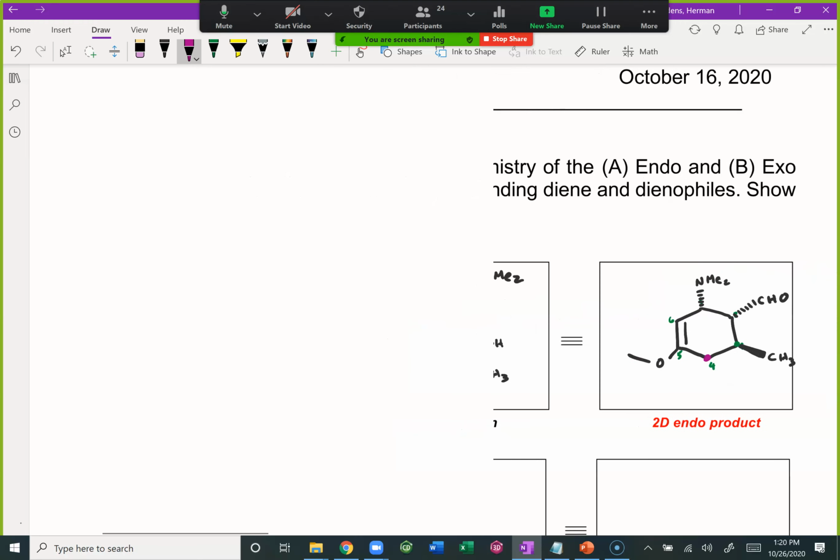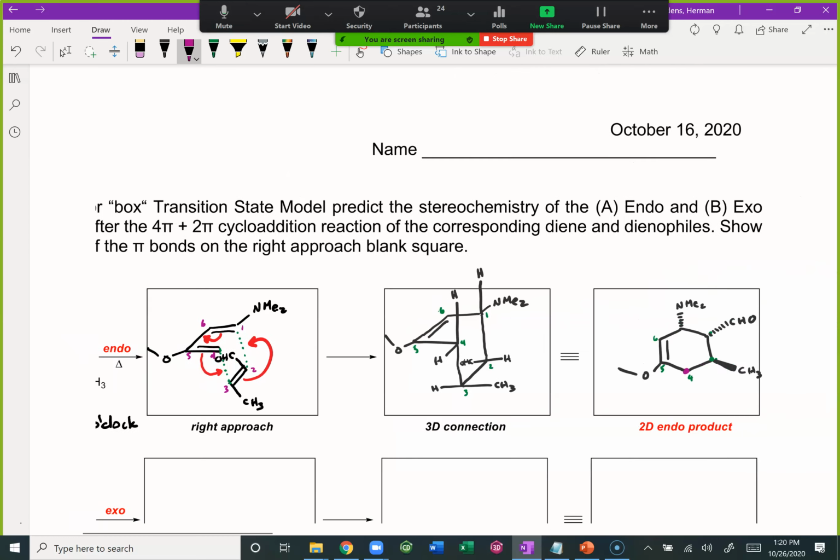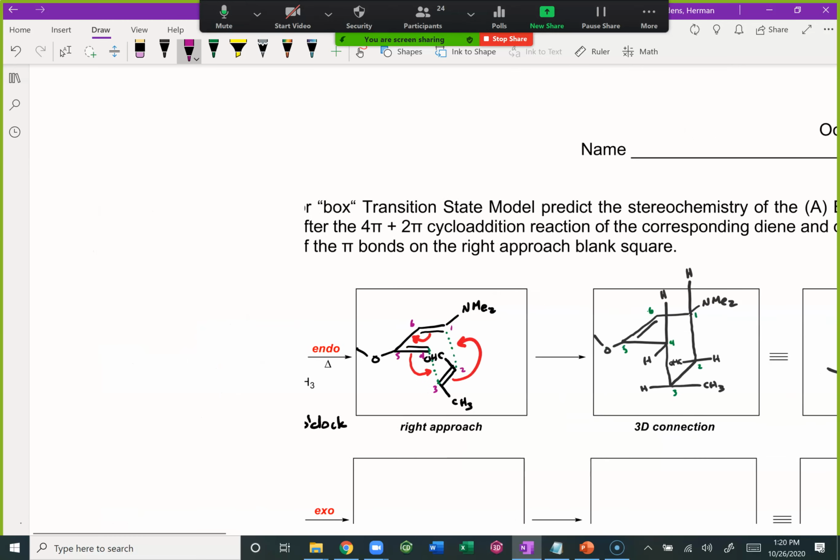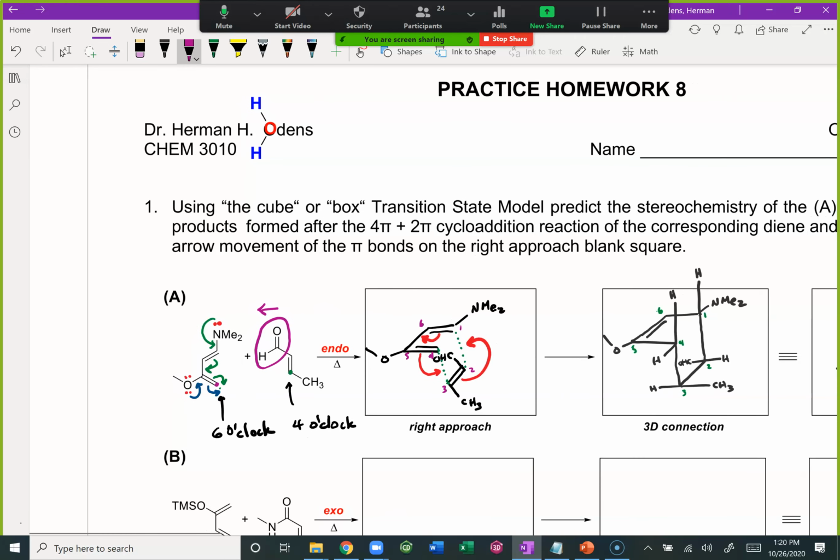Notice that there was now a lot of flipping here. So the endo looked normal from the beginning here on the dienophile, and also the diene had the most electron-rich carbon at 6 p.m. already, so it was all set up right. So I need to teach you easy. So I go from easy to complex.